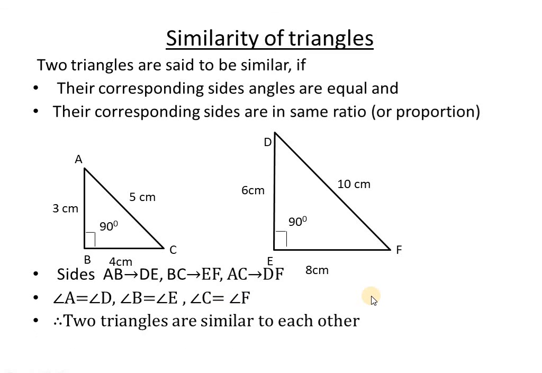Then the two triangles are said to be similar to each other. This is the concept of similarity of triangles. Two triangles are said to be similar if the corresponding sides are proportional to each other and the corresponding angles are equal. If corresponding sides are in the same ratio and the corresponding angles are equal, then the triangles are said to be similar triangles.